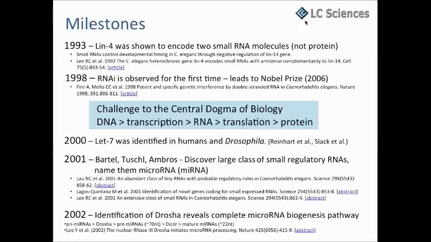Looking at the history, everything starts in 1993 with lin-4. That was shown to encode 2 small RNA molecules, which was rather surprising because at the time it was always thought that RNA encodes for proteins. And then in 1998, RNA interference was observed for the first time, which then consequently led to the Nobel Prize in 2006.